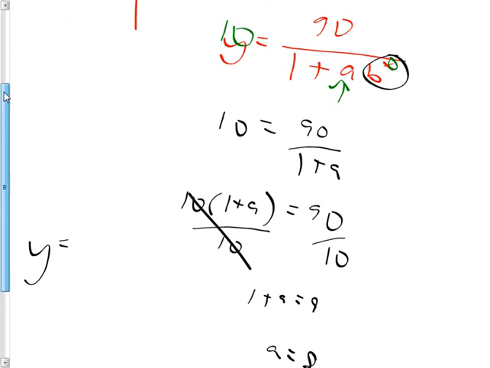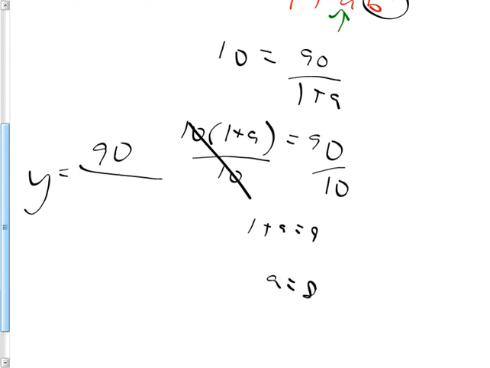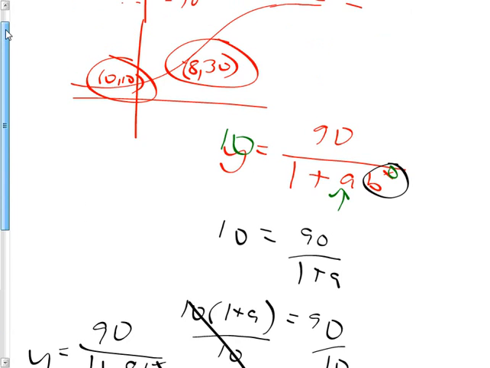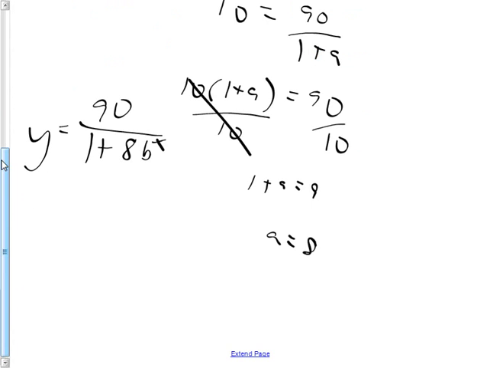Okay, so final answer then, y equals 90 over 1 plus 8b to the x. What's wrong with that? Why can't I stop it there? I don't know what b is yet, so I put in the other point. I want to put in 8 comma 30. 8 goes here, 30 goes here, right? So then I go 30 equals 90 over 1 plus 8b to the 8th.